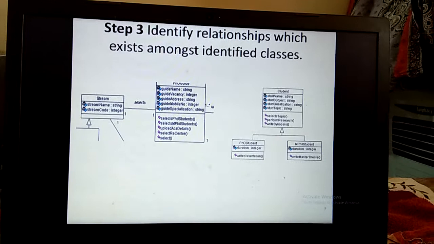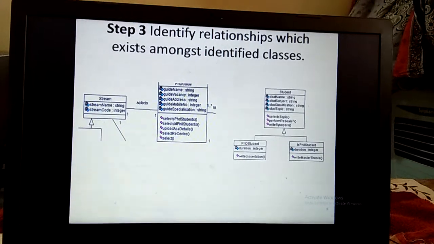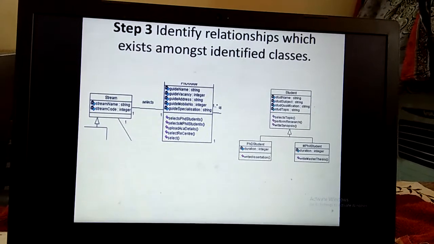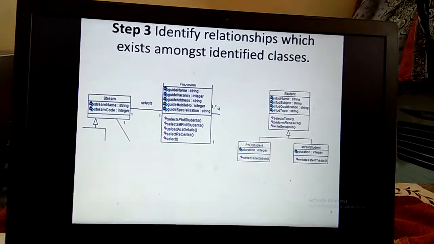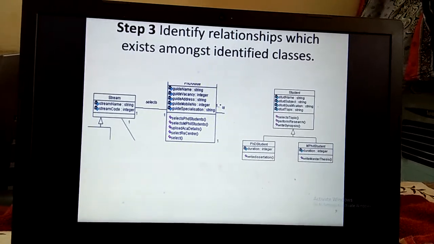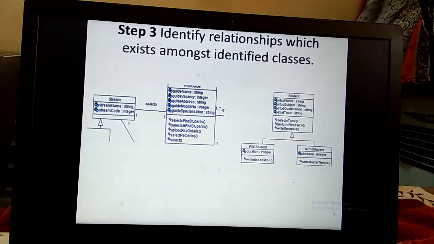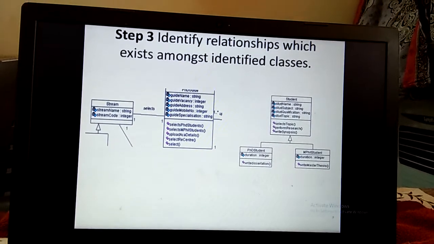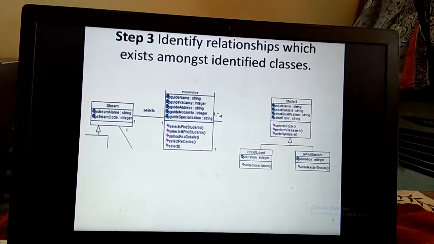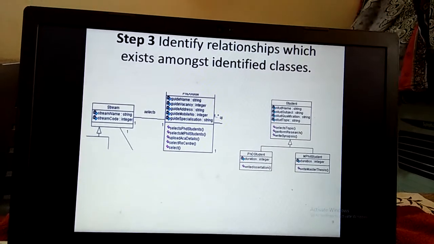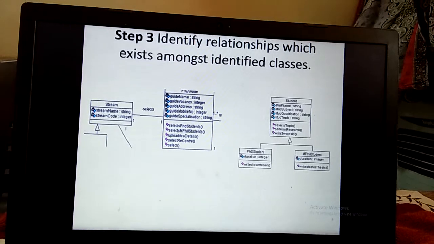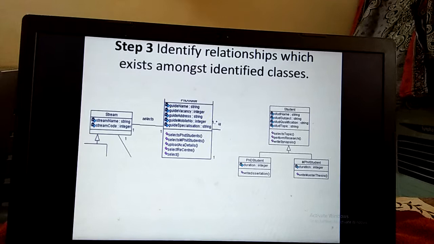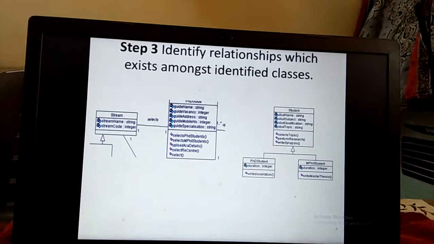On the right-hand side, you can see that I have given inheritance, which is an "is a type of" relation. That is, we can read this particular relation as PhD student is a type of student. Also, MPhil student is also a type of student. So in this way, we have identified the association and inheritance relations which exist in the given case study.